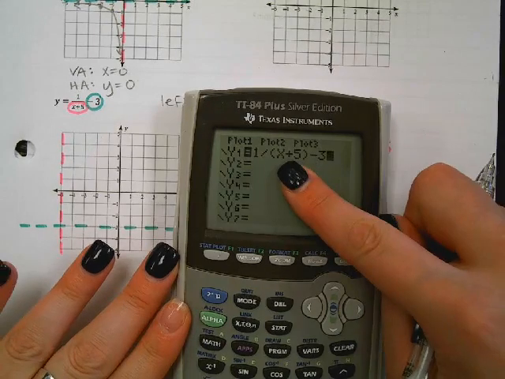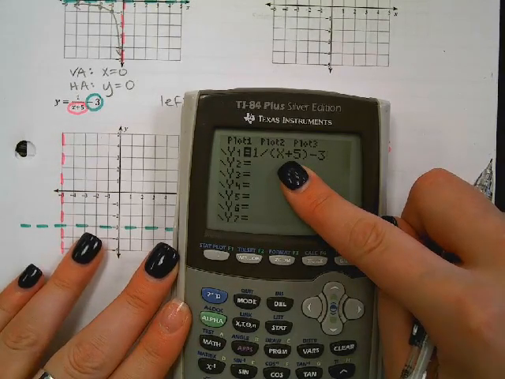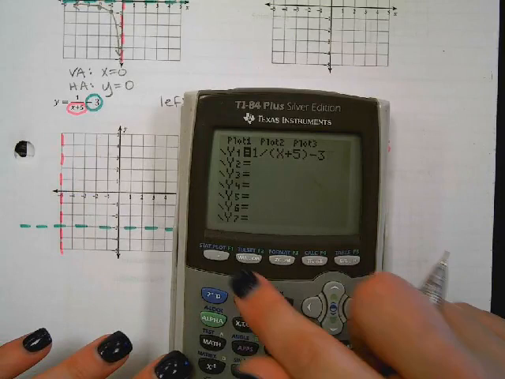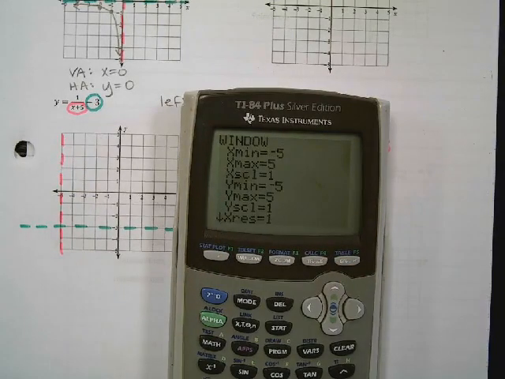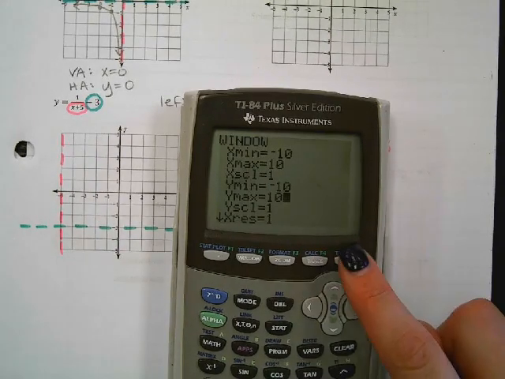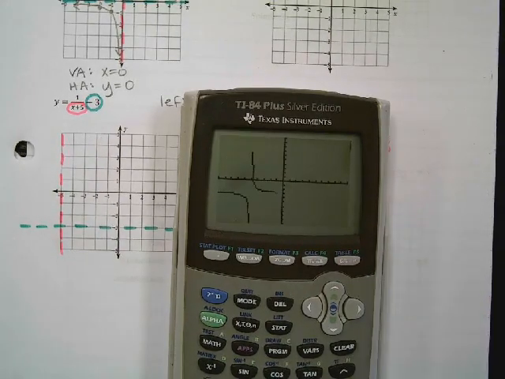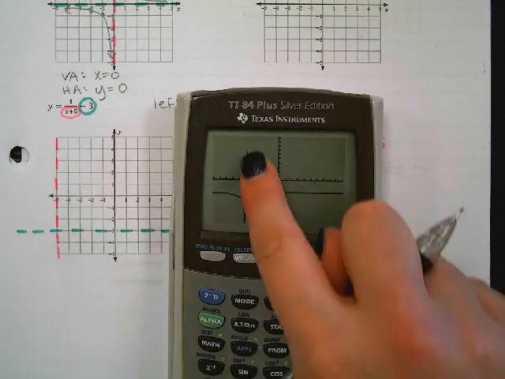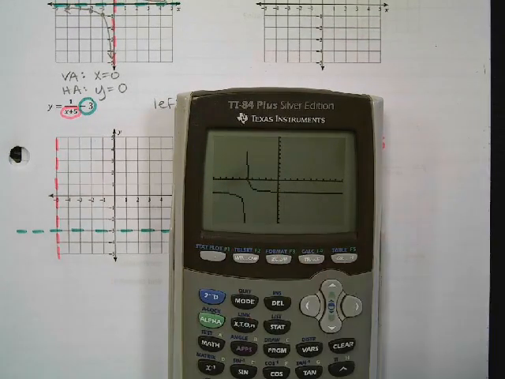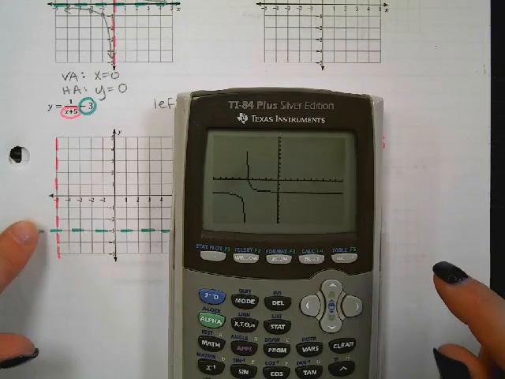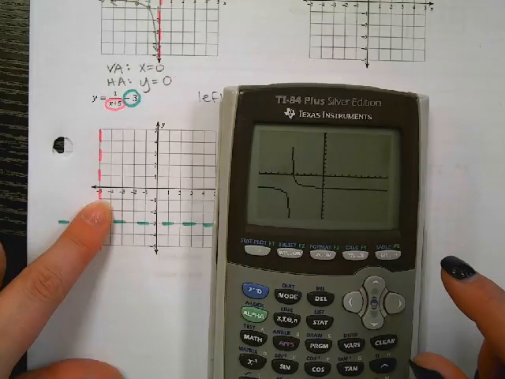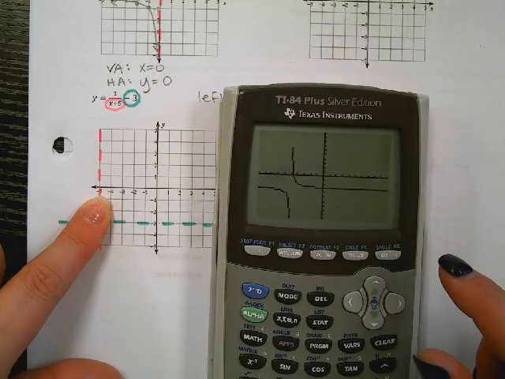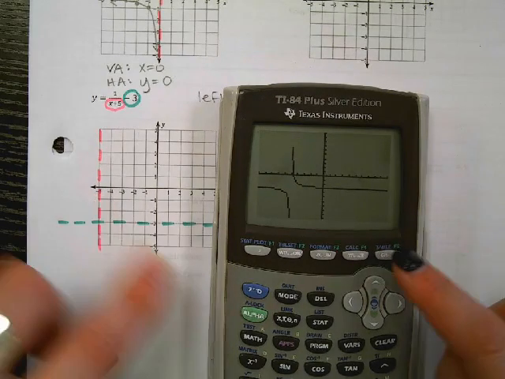We make sure that whatever we put in the bottom of our fraction needs to have parentheses around it. And I'm going to go ahead and hit my window button and make this go back to normal because this graph is too small. Okay, so we have an asymptote at left 5 and down 3, which is what we expected. And so when I look for points to put on my graph, I'm going to look for an x value of -5, and I'm going to go to the left of that and the right of that.